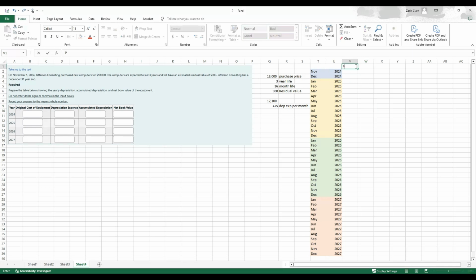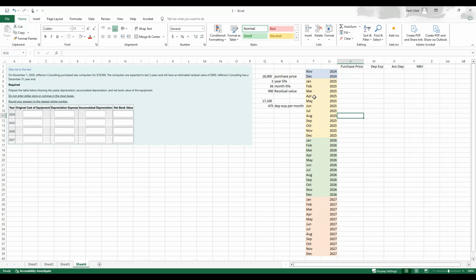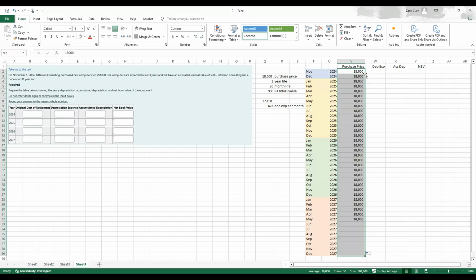And I'm just going to put purchase price. This will be depreciation expense. This will be accumulated depreciation. And then we'll put net book value, right? That's weird. Okay, this is real world accounting. Let's use Excel to help us with this problem, which is really the most efficient way to do this kind of stuff. So the purchase price never changes, right? It's $18,000 forever. You don't make any adjustments to that.